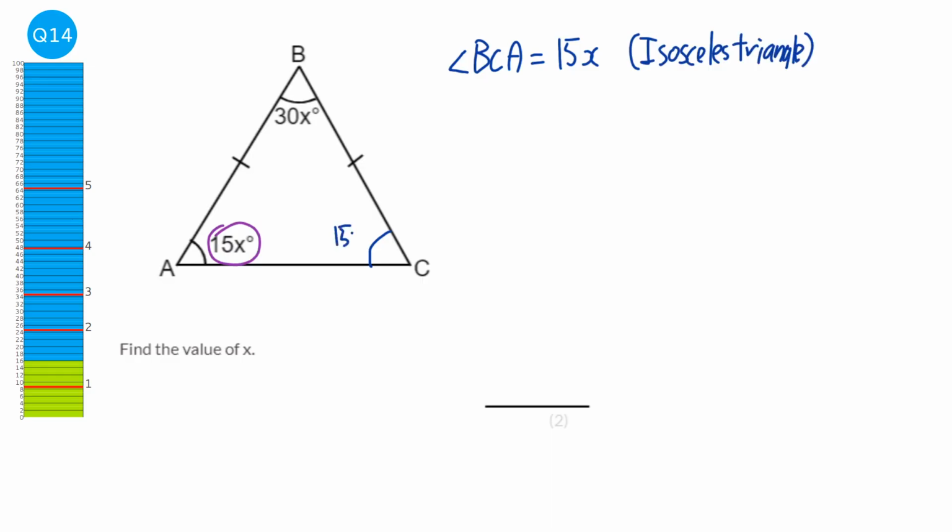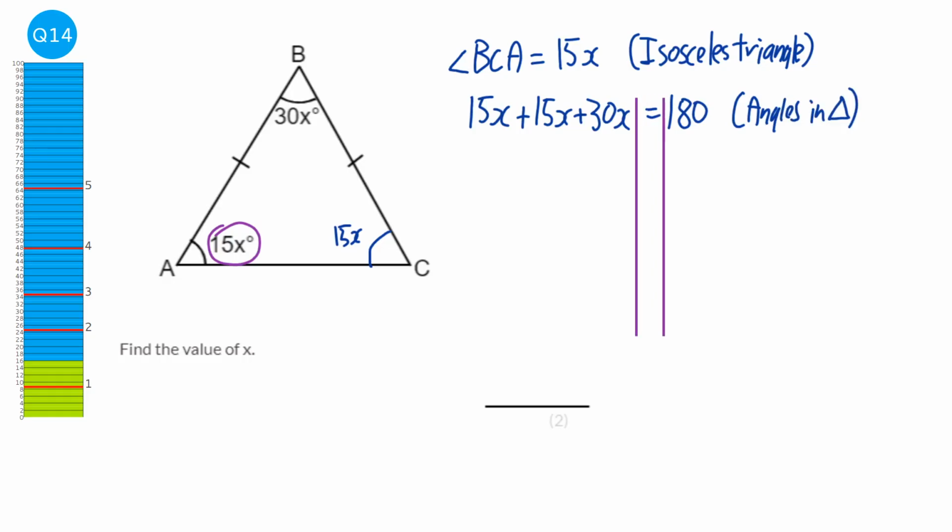Okay, so if this is also 15x, we know that angles BAC plus ACB plus ABC, so basically all 3 of the angles in the triangle, are going to add up to 180. So 15x plus 15x plus 30x is going to equal 180 because it's angles in a triangle. Get my tram lines in. 15 plus 15 is 30, 30 plus 30 is 60, so it's going to be 60x equals 180. Then we're going to divide both sides by 60, and we have x equals 3. So the answer will be 3.